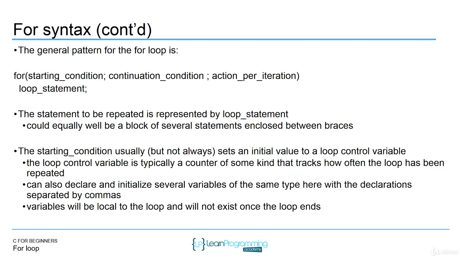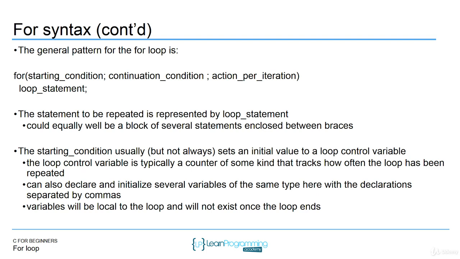That's the variable that you're going to start at looking at each iteration. So the loop control variable is typically a counter of some kind. Not always, again, I want to emphasize that. It doesn't have to be, but a lot of times in a for loop it's a counter, and it tracks how often the loop has been repeated. That's what this starting condition and the loop control variable is doing.